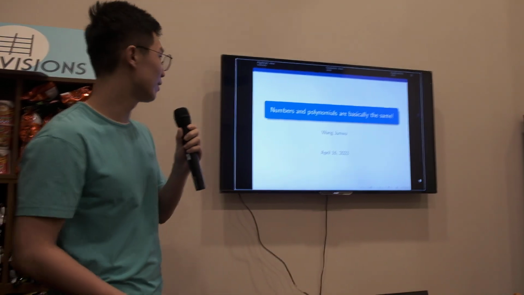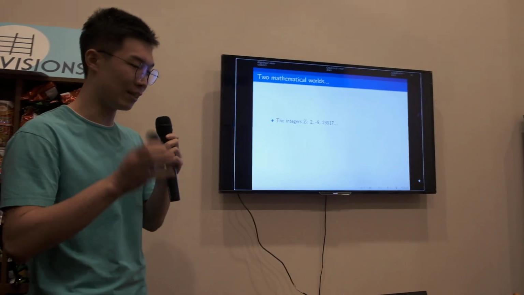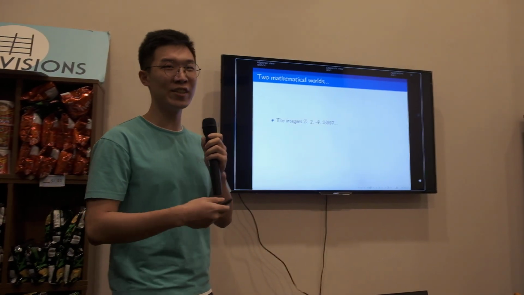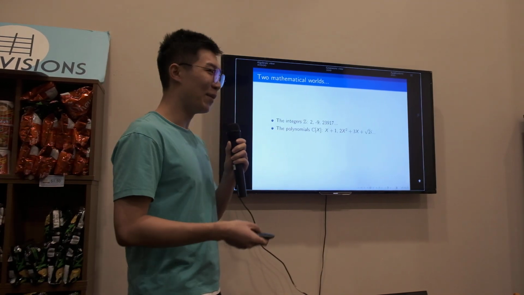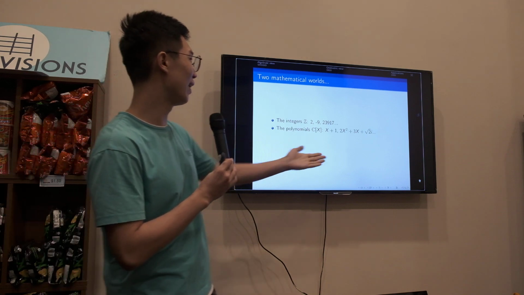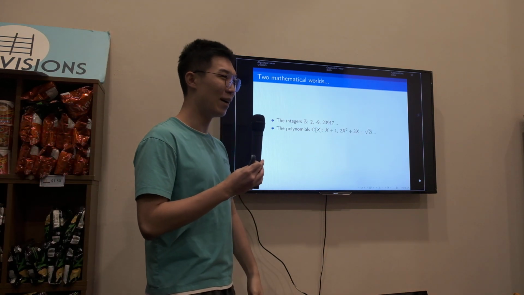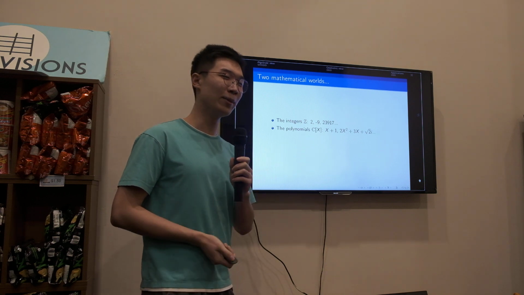So today's topic is on why numbers and polynomials are basically the same. And just to establish the ground, by numbers, I mean the integers, the positive and the negative whole numbers. By polynomials, I mean the polynomials with complex coefficients. So, examples are here. x plus 1 is a polynomial. 2x squared plus 3x plus root 2 i is a polynomial.